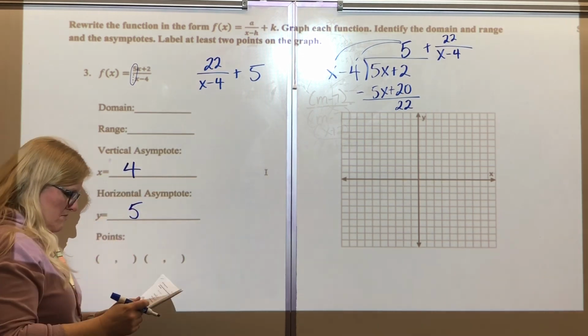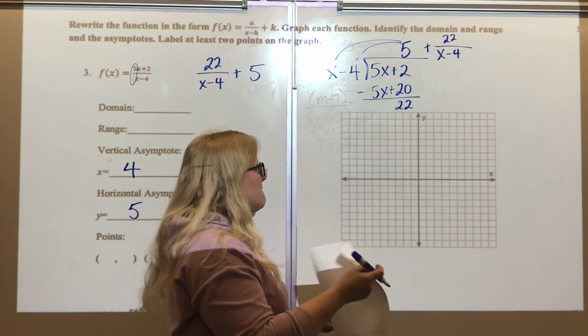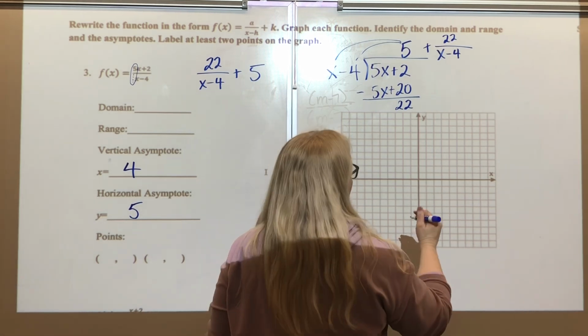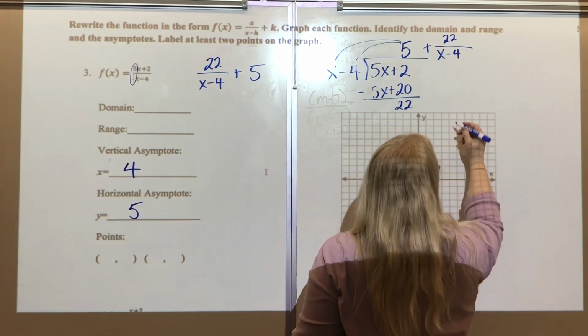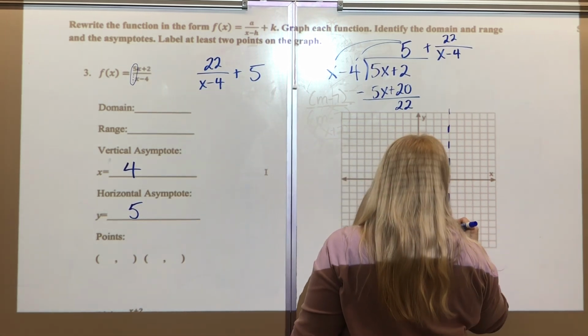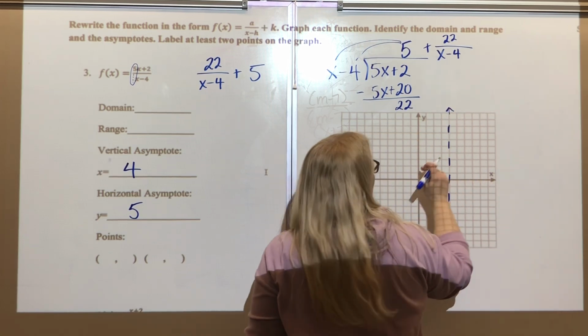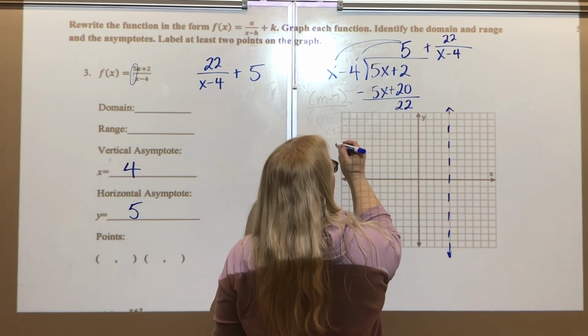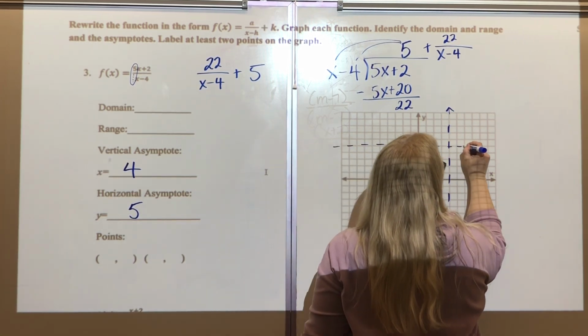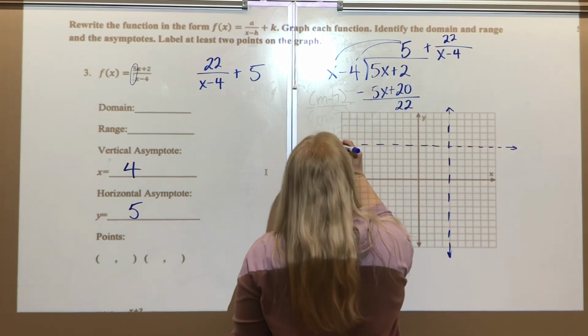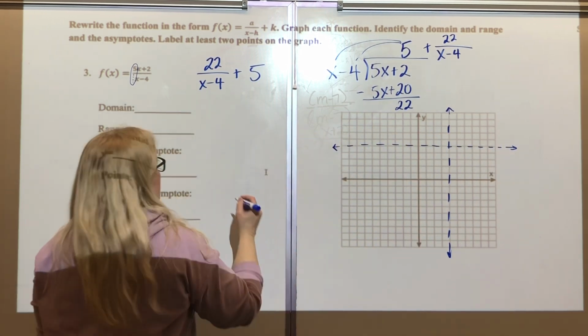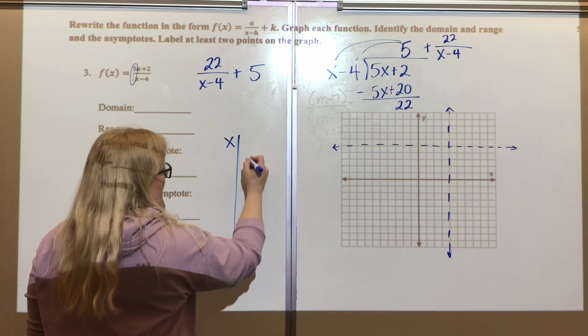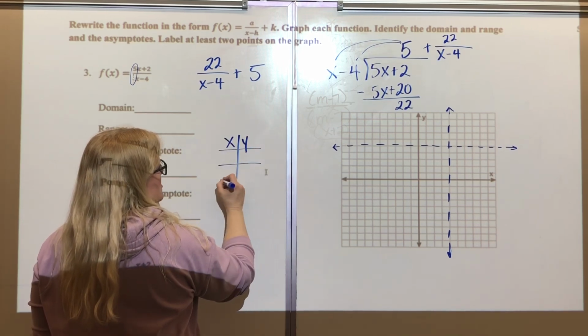Okay, so here are my asymptotes. So x equals 4, 1, 2, 3, 4. Okay, y equals 5, 1, 2, 3, 4, 5. This one's going to be off just a little bit, but not bad.